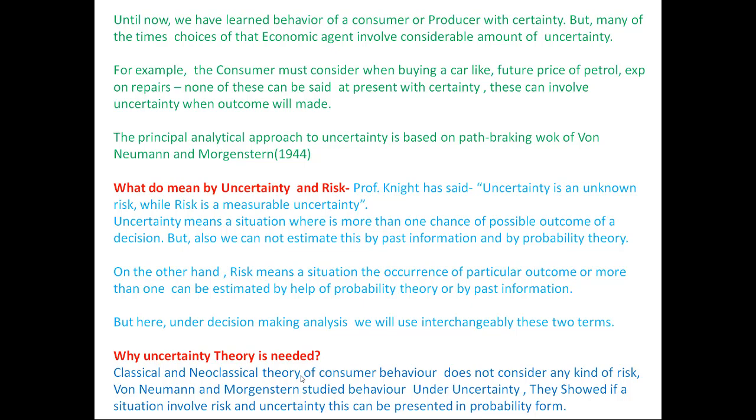This will be incorporated in this lecture. If we consider this uncertainty, what will happen to the outcome? This will be the main motive of this lecture, and this was basically done by Neumann and Morgenstern. And this risk and uncertainty can be presented in probability form. When we say risk or uncertainty, we will present it in probability form.